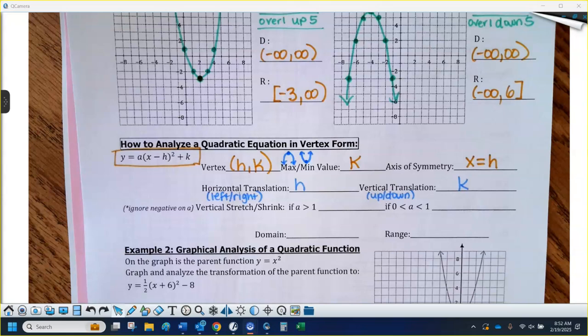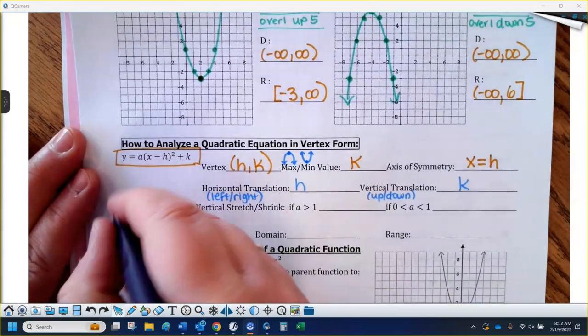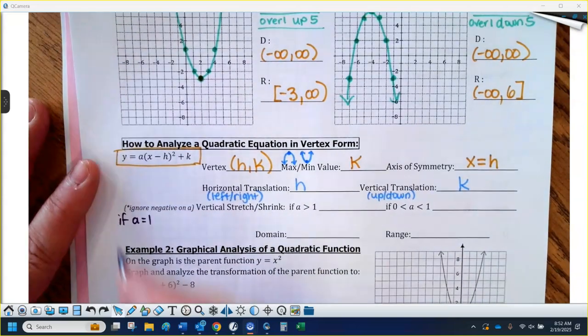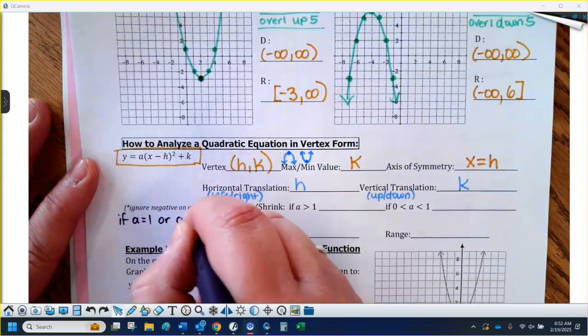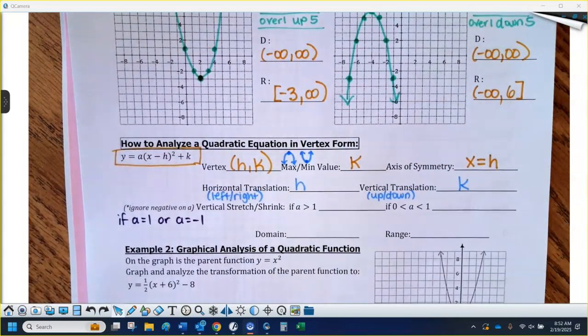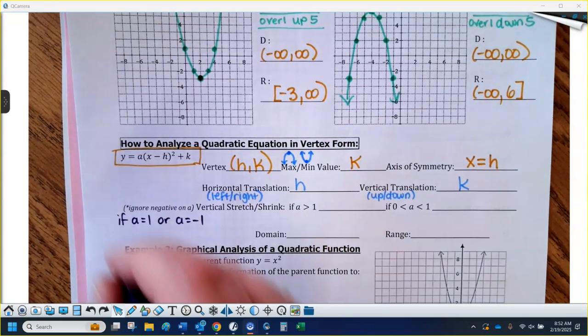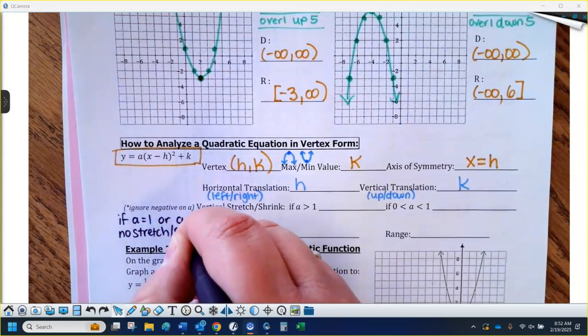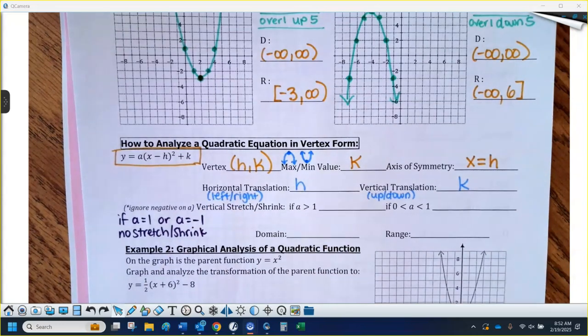So you can have a stretch or a shrink. I'm going to just jot this down real quick for you. If in front of the parentheses you don't have anything, so it would just be 1, or if you just have a negative 1 right in front of the parentheses, you have no stretch or shrink. The negative just flips the graph over, but in terms of the width of how big the U is, it's the same either way. So there's no stretch or shrink if you don't have a number in front.